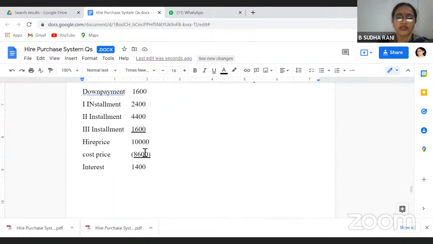Now this is the total interest. If the installments are the same amounts, we do whatever we did in the first question. But here in this question, installments are different. First installment he is paying 2,400, second installment 4,400, third installment 1,600. So he is paying differently, right? So what do we do? We first take the total interest. From the total hire purchase price, you minus the cost price, you will get the total interest payable.